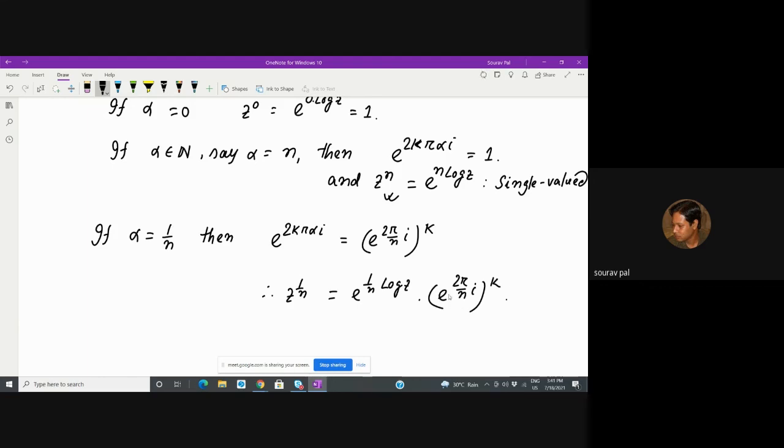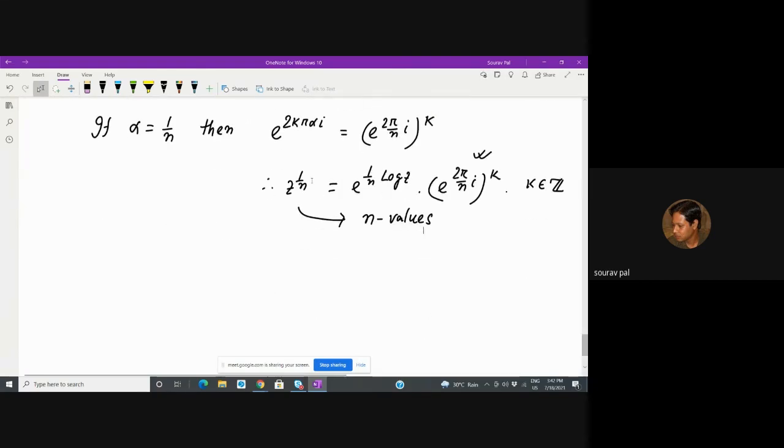Now, how many different values does this part have when k ranges over integers? N, sir. N values. You will have precisely n values. And we have learned this. I gave it as a question in the assignment. So this is what is called the nth root of z. And there are precisely n nth roots of z. And this happens for every complex number, right?